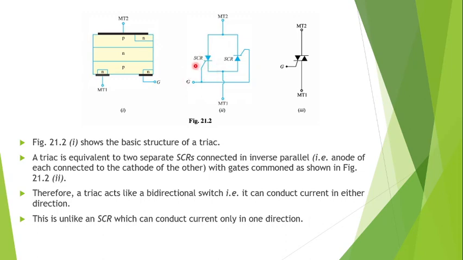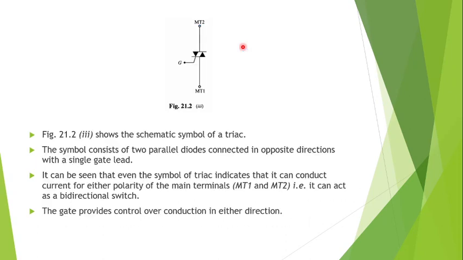Now as you can see in this circuit, this SCR will allow the flow of current in this direction from MT2 to MT1, and the other SCR, that is this SCR, will allow the flow of current from MT1 to MT2, that is the reverse direction of the other SCR. So in this way, in a triac, the conduction of current can take place in either direction, which is unlike that of the SCR.